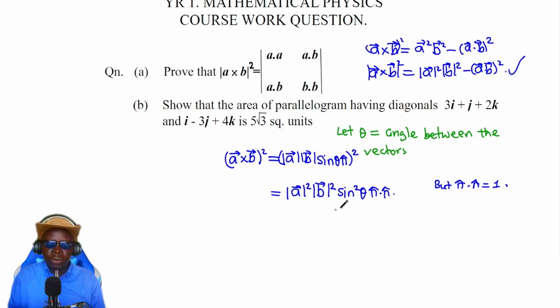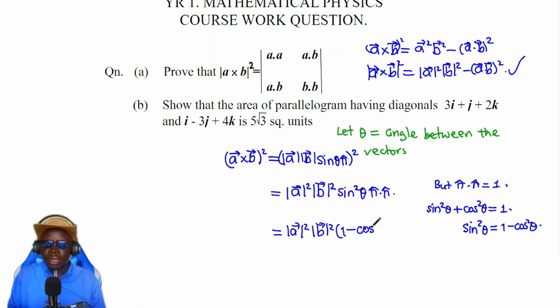Now, having written this, we can replace this using our trig identity: sine square theta plus cos square theta equals 1. When we make sine square theta the subject, we have sine square theta equals 1 minus cos square theta. After that, where there is sine square theta, we can replace it by 1 minus cos square theta, and let's go ahead to do that. So we have our A vector squared, then B vector squared, and this time we're replacing sine square theta by 1 minus cos square theta. And this one has gone to 1 because of what I just mentioned here.